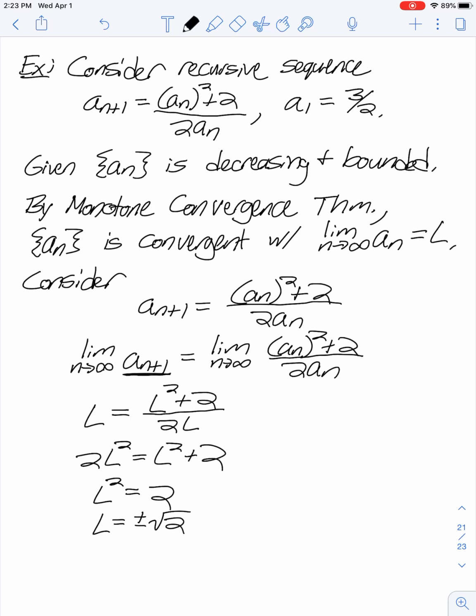Now here we were told that our sequence is decreasing and bounded. And the first term of our sequence is 3/2. Now in this case, both of our values for L, plus or minus the square root of 2, are less than that initial value 3/2. So the fact that we have the first term and that this is a decreasing sequence doesn't give us any information about which of these values we should choose.